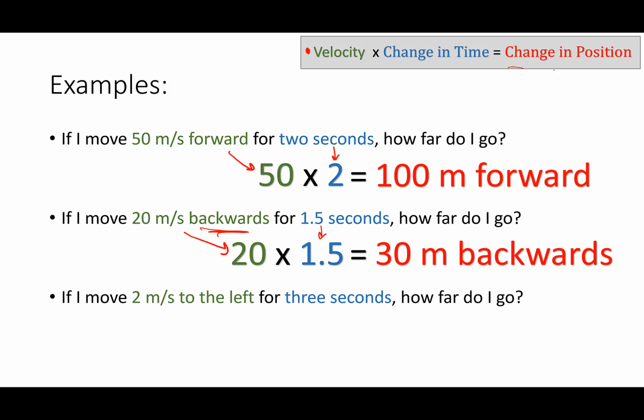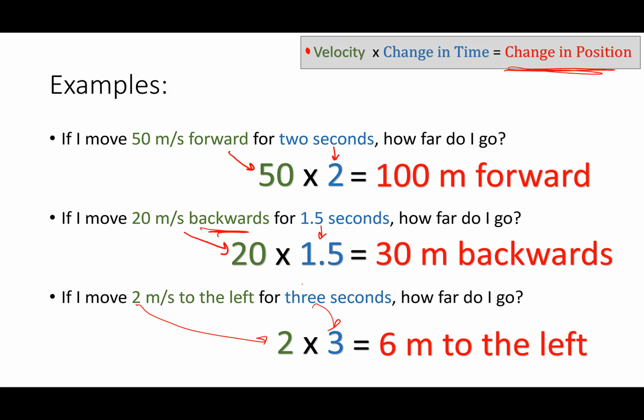And the change in position will normally have a direction too, because you move in some particular direction. So if you go 2 meters per second to the left for 3 seconds, how far do you go? Well, 2 times 3 is going to give you 6, right? You go 6 meters to the left. That's where you end up. Hopefully this makes sense.